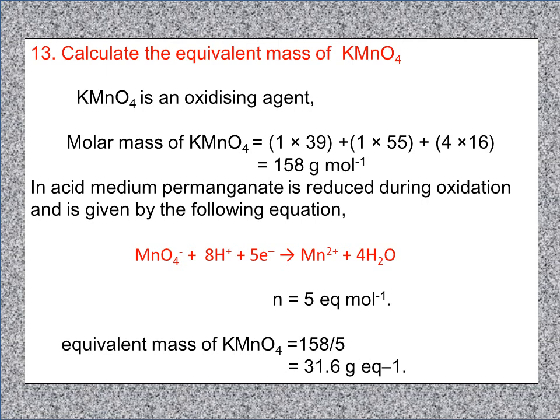We know that equivalent mass is nothing but molar mass by equivalence factor. How will you calculate molar mass of potassium permanganate? We'll add all the atomic masses, and we'll get the molar mass. Here also we are adding for 1 potassium, 1 manganese and 4 oxygen. The value comes to be 158 gram per mole.